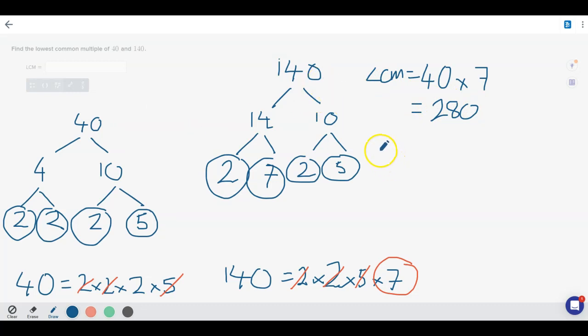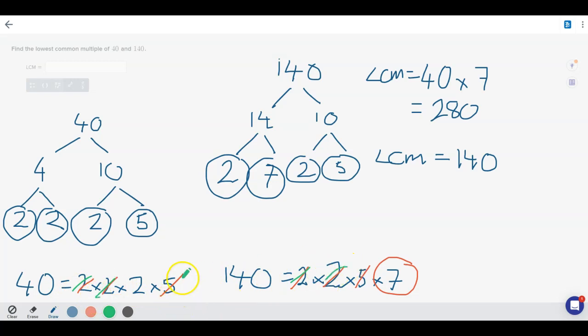Okay, let's try it the other way around just to see. So for the LCM, if we use the number 140, and again I'll use a different color to mark them off. I've got a 2 and a 2, they're the same. I've got a 2 and a 2, they're the same.